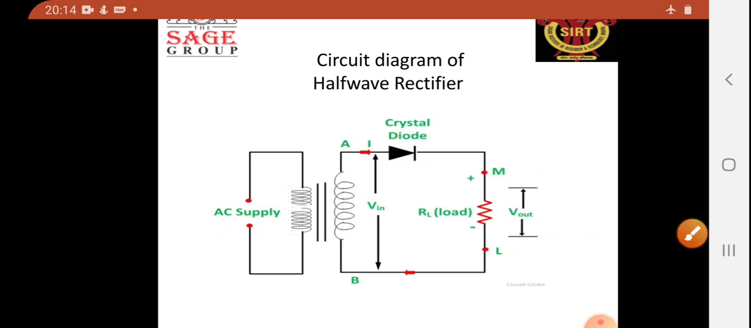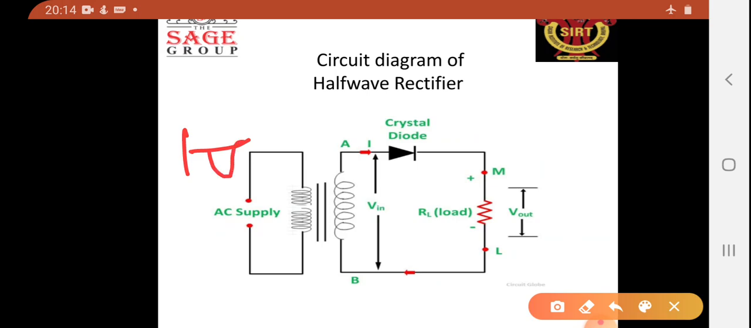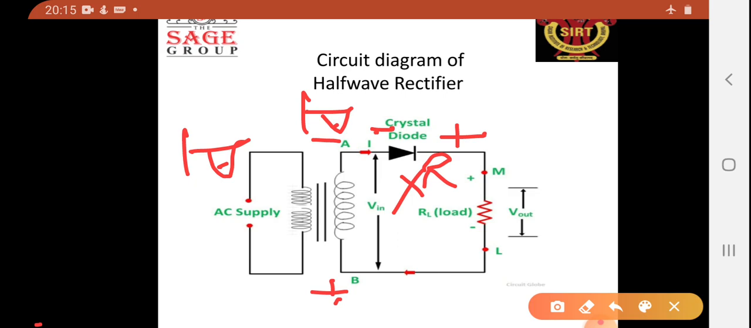Now when the negative cycle appears, A will be negative and B will be positive. So what happens now? A is connected to the arrow and B is connected to the bar. So the arrow will be negative and the bar will be positive. Hence the diode will be in reverse bias. And when the diode is in reverse bias, it will not allow the current to flow through it.